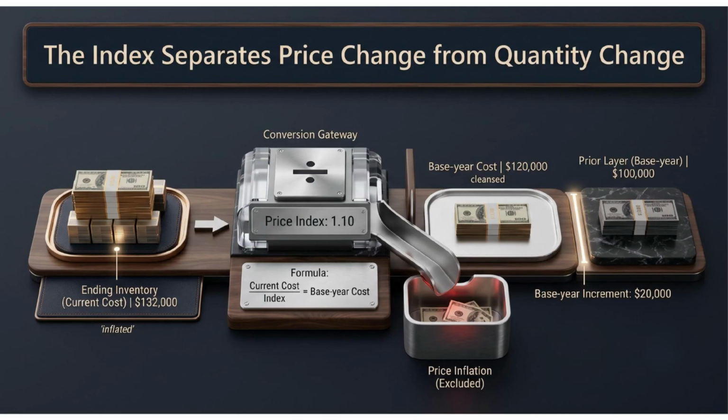In the slide example, ending inventory at current cost is $132,000 and the price index is 1.10. Dividing $132,000 by 1.10 gives $120,000 of base year cost. If the prior base year balance was $100,000, then the real increment is $20,000 in base year terms. The comparison must always be made in base year dollars.